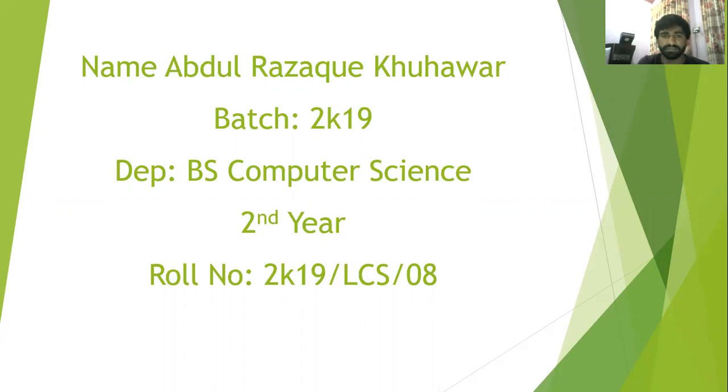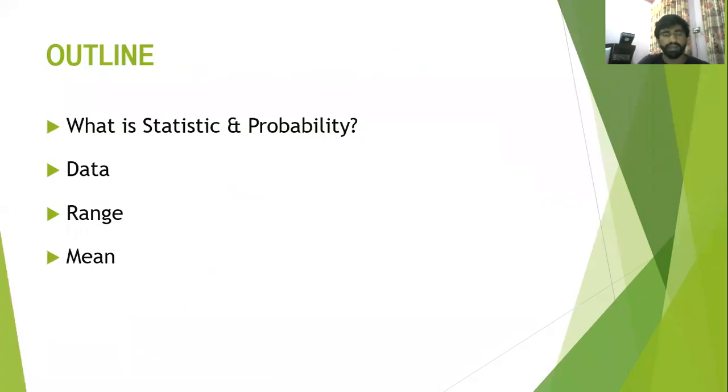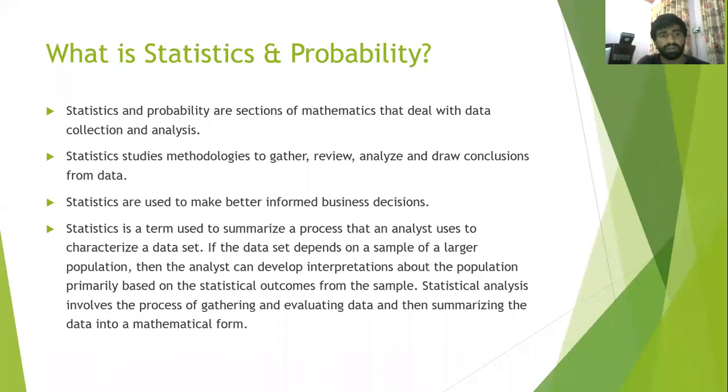I am making this presentation video of statistics and probability, and I have selected 4 topics for this video. Here is the outline: what is statistics and probability, data, range, mean. First of all, what is statistics and probability?